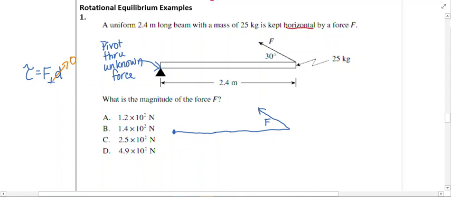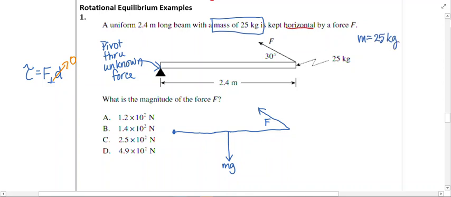Here's our F. And what other forces are acting on this beam? Take a look. We have a mass of 25 kilograms. So we're going to assume that the weight is acting right down the middle. And there's our mg right there. You can start a little list off to the side if you like. M is 25 kilograms.